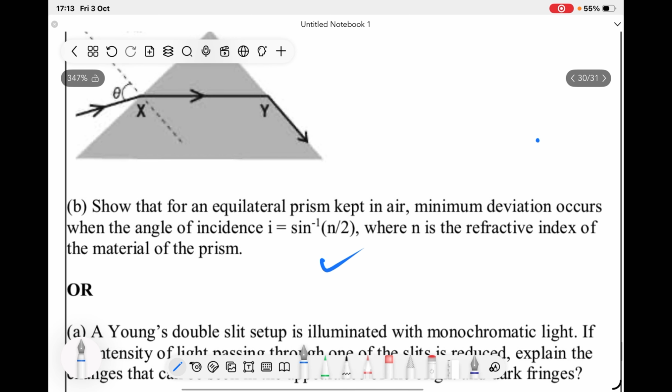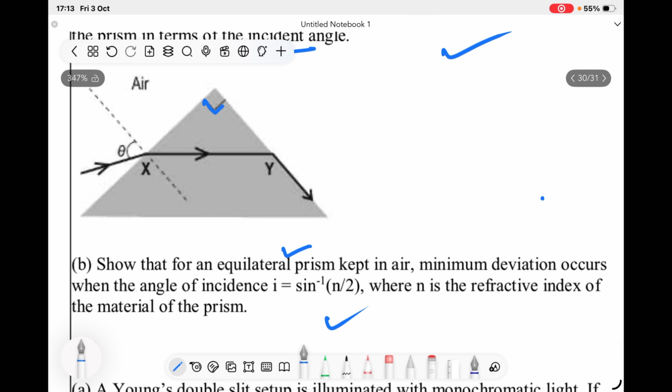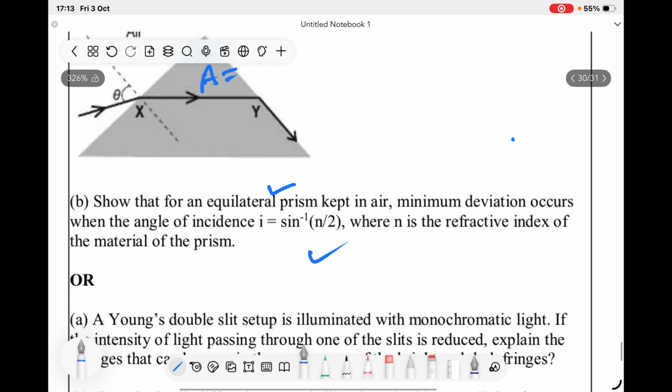No theory. Theory is required to do every question though. Show that for equilateral prism. Earlier it was right angled, so when it was right angled, I told you that angle of prism is 90 degree. And now it is equilateral, so angle of prism will be 60 degree. Minimum deviation occurs with this. This is to be proved.